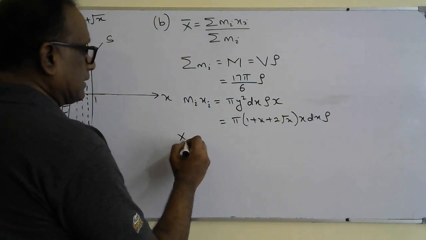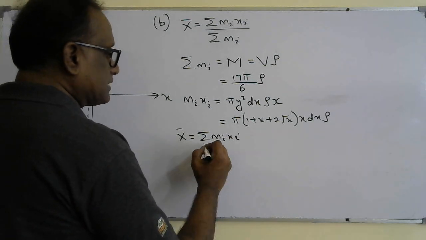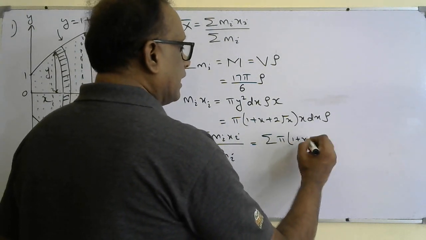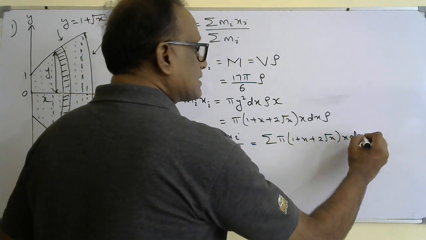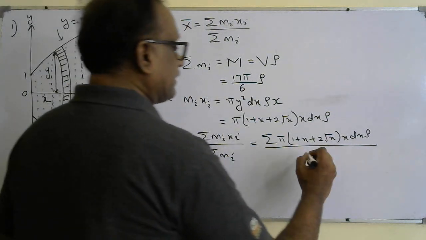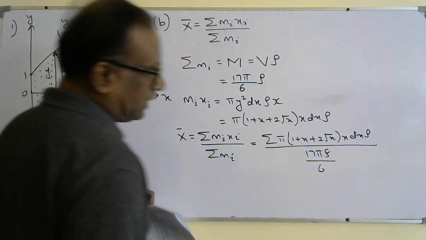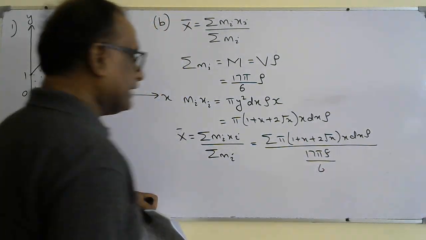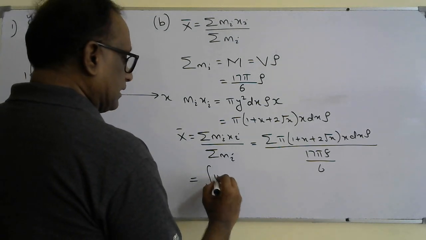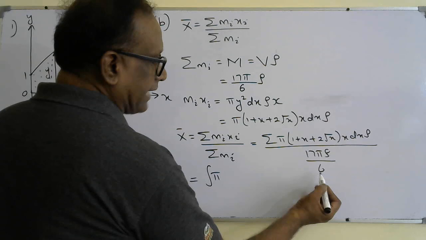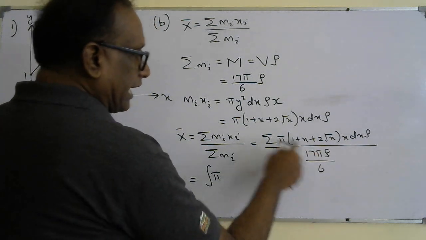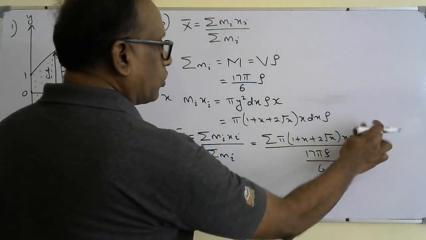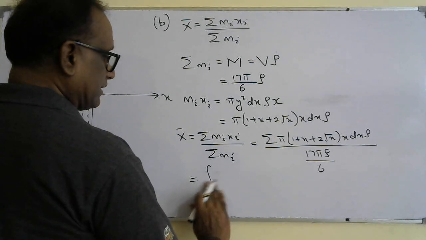So the center of mass is given by sigma mi xi over sigma mi. So sigma mi xi means sigma pi (1 plus x plus 2 root x) x dx rho, divided by sigma mi. We found it, that is 17 pi rho over 6. Okay, so anyway this is a constant, we can use that later, but the numerator has a sigma with variables, so it's going to be an integration. So that's going to be the integral of pi multiplied by, here rho can get cancelled, this 6 can go up, pi and pi can get cancelled. So the 6 will go up, rho gets cancelled, pi gets cancelled. So it's going to be 6 over 17.